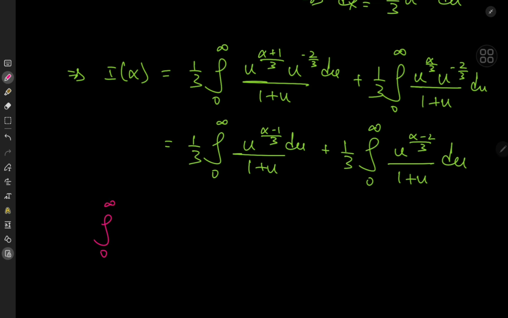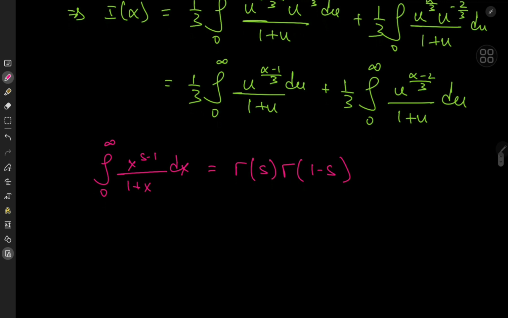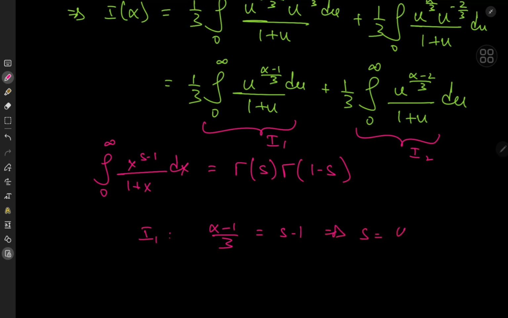It's the integral from 0 to infinity of x to the s minus 1 divided by 1 plus x dx or du, whatever, you can name the dummy variable anything you want. This is supposed to equal gamma s times gamma 1 minus s. So in our case, for the integral I sub 1, that's this thing here. This thing was I sub 2. So for I sub 1, we have alpha minus 1 by 3 equal to s minus 1, which implies that s equals alpha by 3 plus 2/3, correct?